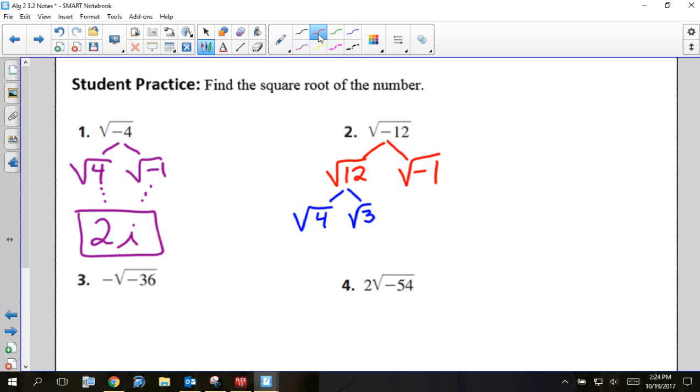So we have square root of 4, which is 2. Square root of 3 doesn't simplify. And square root of -1 is i. We put it in the correct order: 2i square root 3.